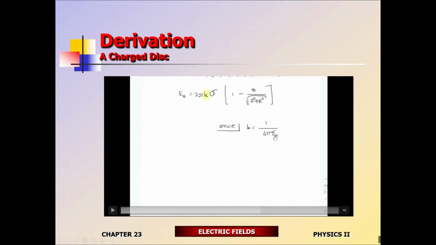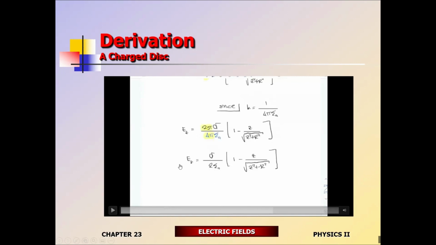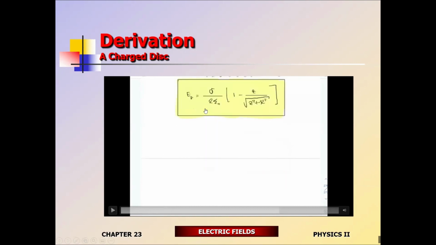All right, so k is going to get expressed in terms of epsilon naught. Okay, so at this point, the only thing I'm really interested in is the result. So I'm cleaning everything up, doing the cancellations. So this is the final equation. We're not going to use this final equation as is. We're going to look at the implications of this equation.